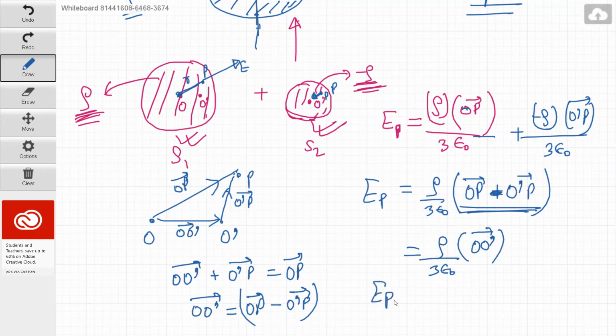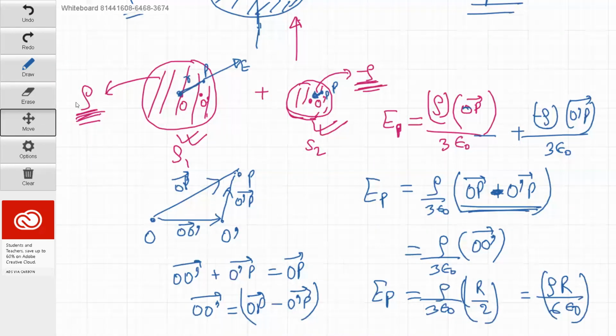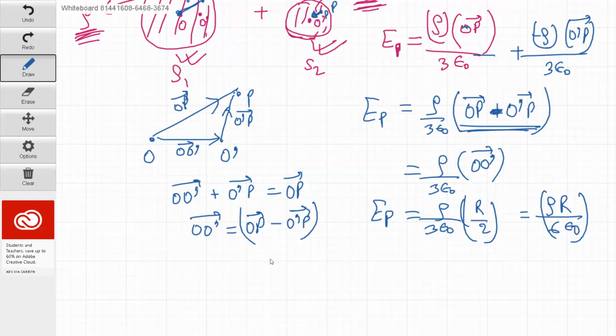So the electric field at point P will be equal to rho by 3 epsilon naught into OO dash. We know the distance between O and O dash, that is basically R by 2. So that is equal to rho R by 6 epsilon naught. Hope you understand. Is this all right? So what you can see at this place is that the electric field inside the cavity is uniform.